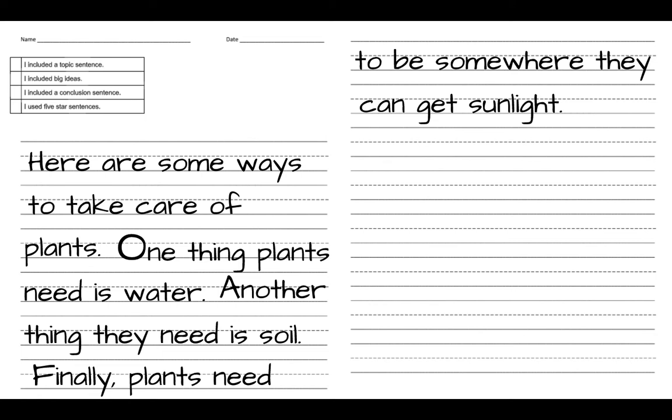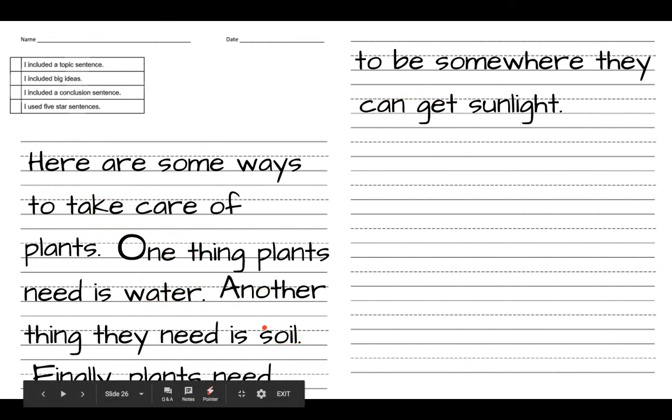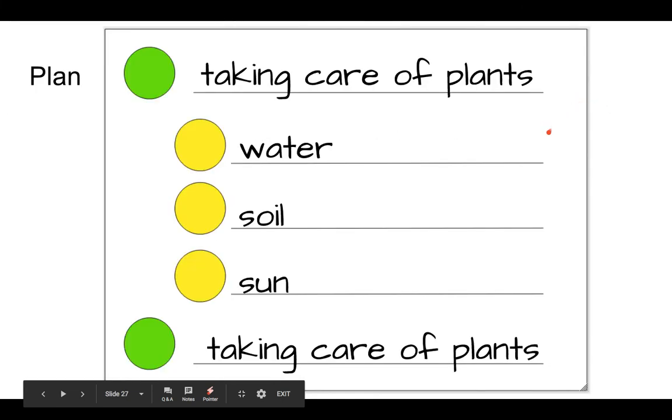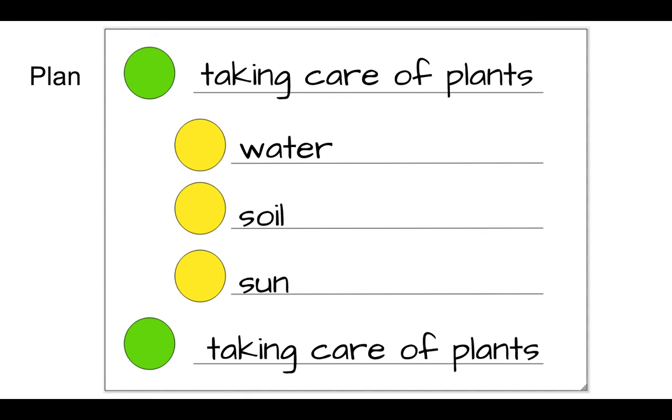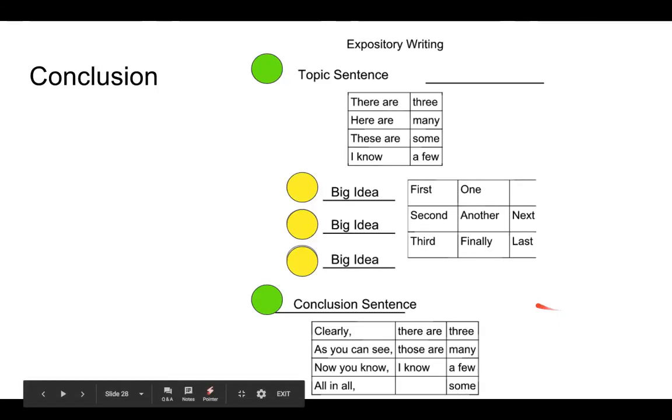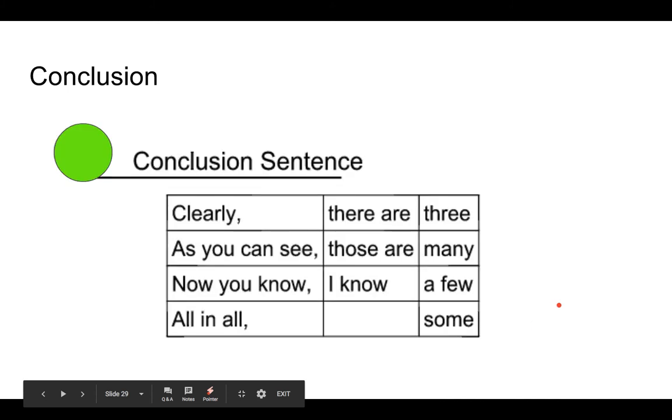So now that I have my topic sentence, I have one big idea, two big idea, three big idea. I need to go back to my planner to see what's next. Last on my list for my planner is my conclusion sentence. To help me with my conclusion sentence, that's going to also include my topic again, is looking at the front of my cover. I can see my conclusion sentence space here. So let's take a closer look at that to help ourselves.